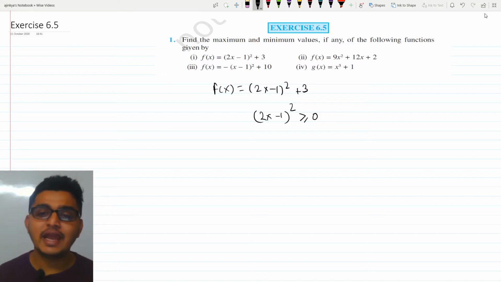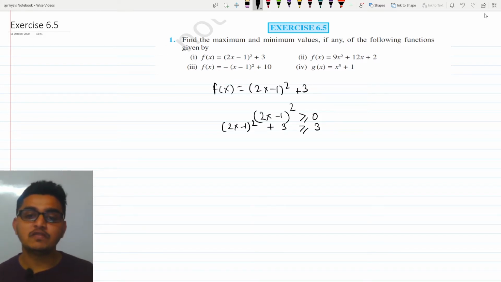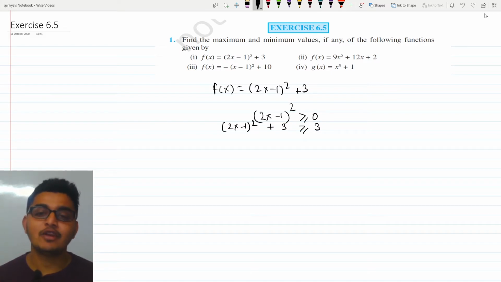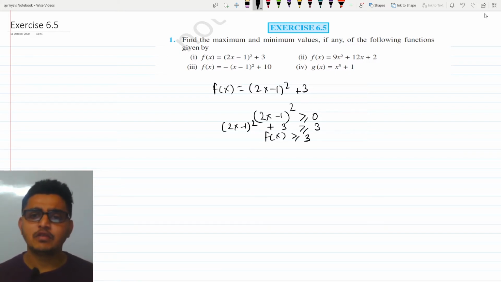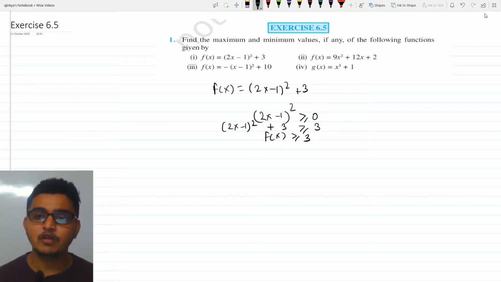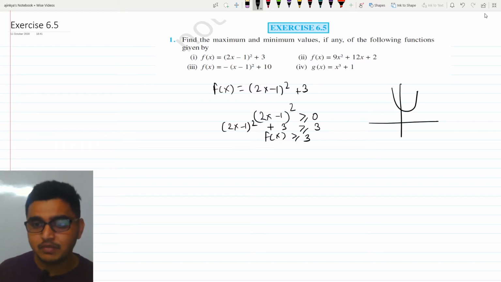So if we add 3 on both sides, what do we have? The whole function is always greater than or equal to 3. So on the left hand side we have f of x greater than or equal to 3. So can we tell from just these two to three steps what is the minimum value of this function? Well, obviously we can. It states that the minimum value is 3 for this function.